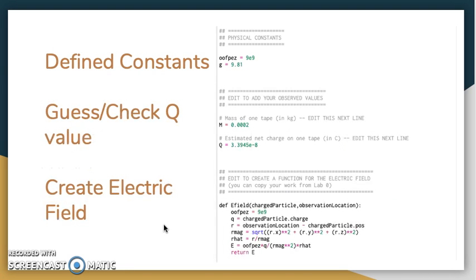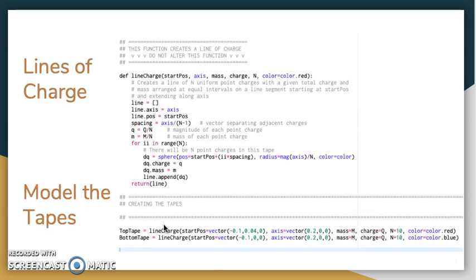The first thing I did within my code was to define the constant, epsilon naught, and the gravitational constant. Then I input the mass of my tape and the initial Q charge found from Lab 1. This Q charge was continuously updated using a guess and check method, and the final Q charge was found to be 3.3 times 10 to the negative 8. Then I used the electric field function that was found in Lab 0 in order to calculate the electric field.